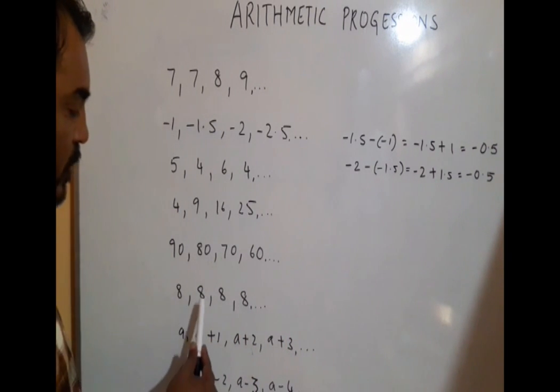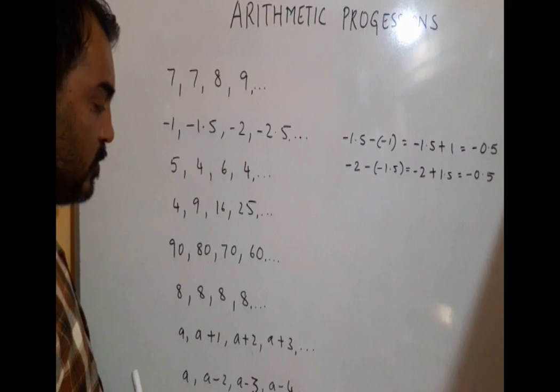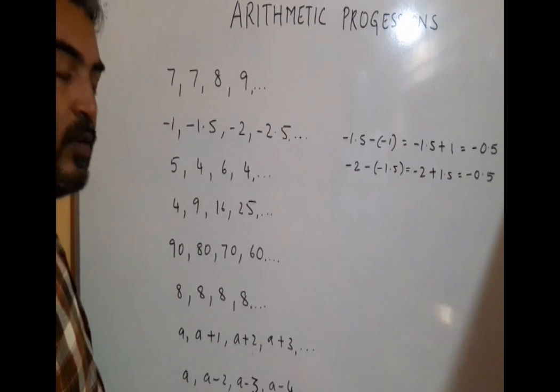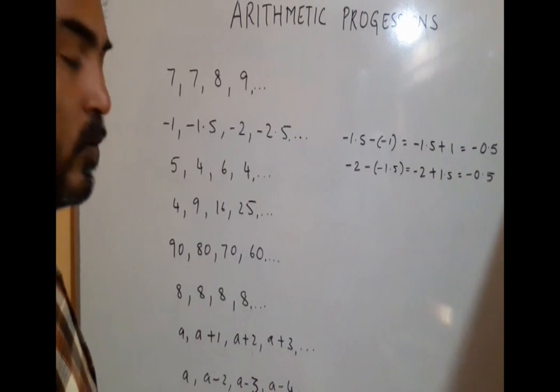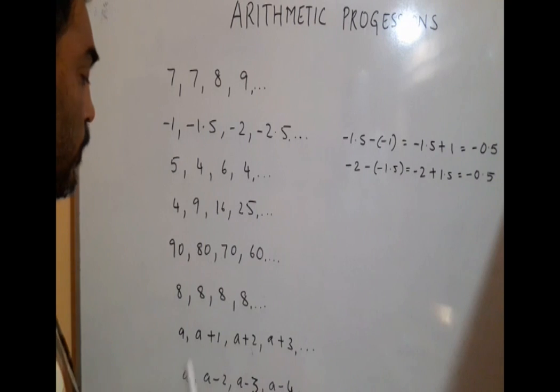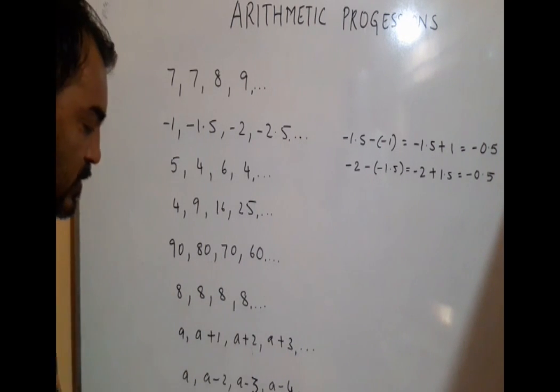For the next one, we have 8 minus 8 equal to 0, 8 minus 8 equal to 0, 8 minus 8 equal to 0. We learned yesterday that the common difference can be 0. And when the common difference is 0, all the terms of the sequence remain the same. Yes, this is an arithmetic sequence.